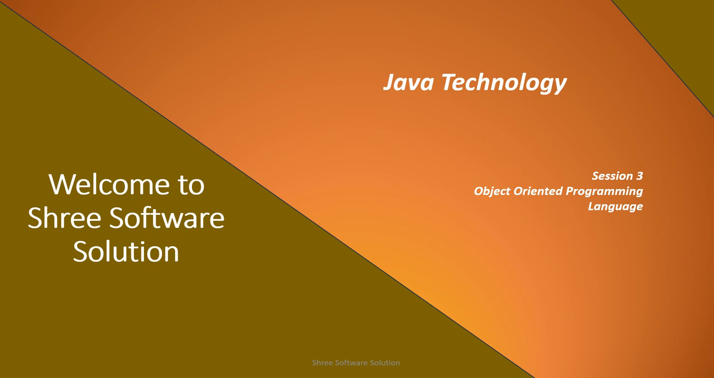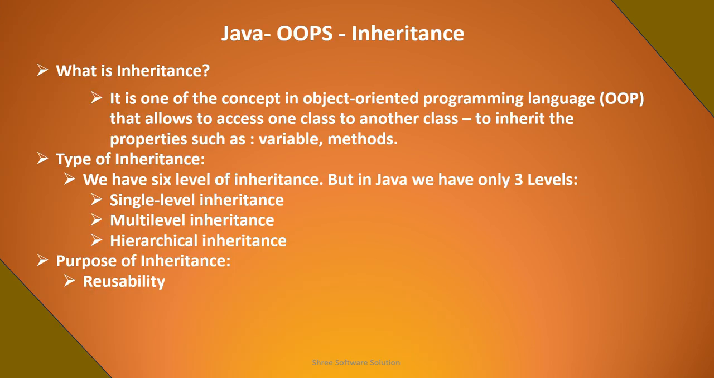In this session, we are going to learn about inheritance. First, what is inheritance? It is one of the concepts in object-oriented programming languages that allows one class to access another class, to inherit the properties such as variables and methods.